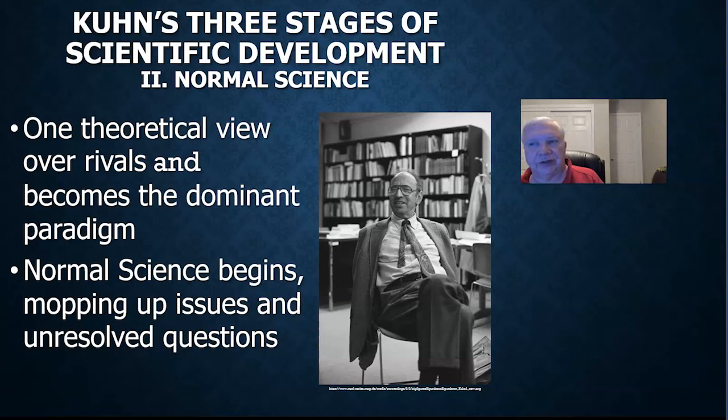Kuhn's second stage of scientific development is normal science. During normal science, one theoretical view overcomes the rivals and becomes the dominant paradigm. And it's what most scientists work in. They develop their hypotheses out of the dominant paradigm and then do what Kuhn calls normal science. And once enough work has been done, it just gets to a point of mopping up unresolved issues, answering questions that weren't able to be empirically addressed before, things like that.